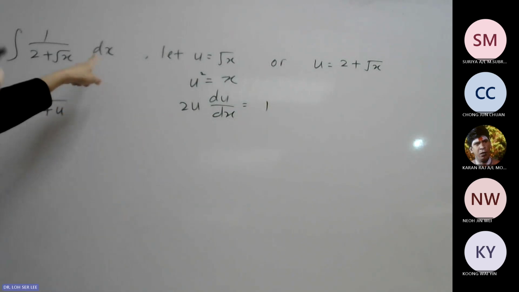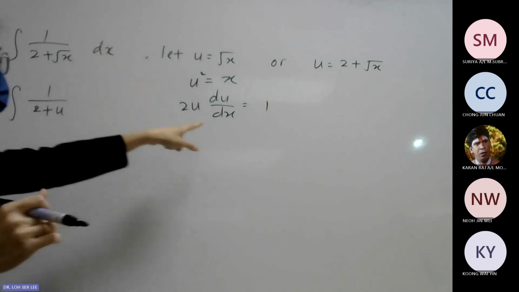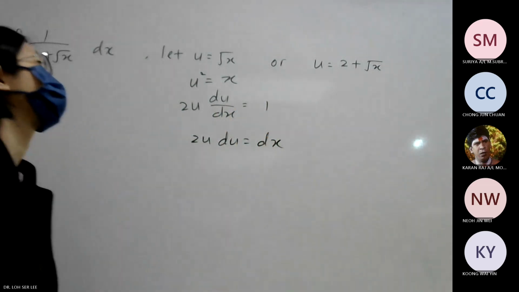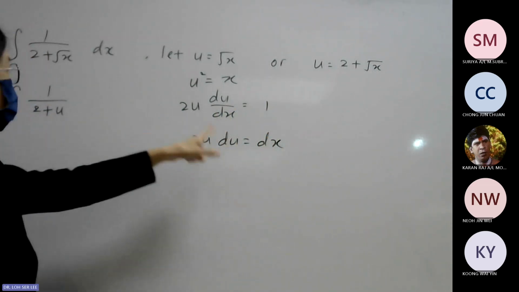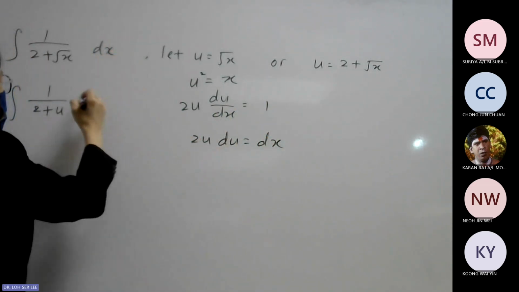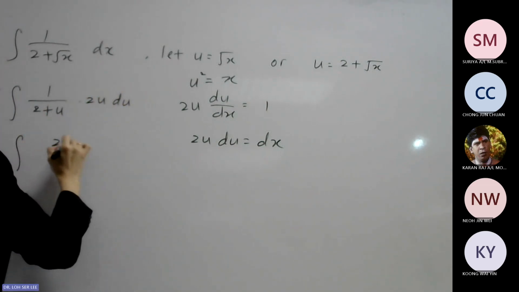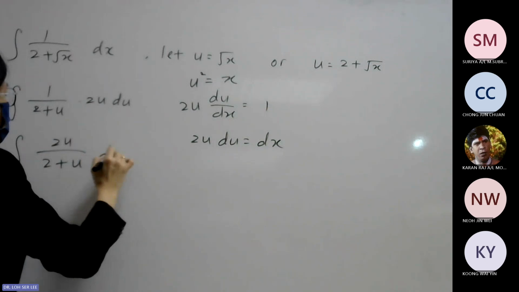What do we want? We want the dx. So 2u du is your dx. Then replace the dx by 2u du, meaning that you have 2u over 2 plus u du.